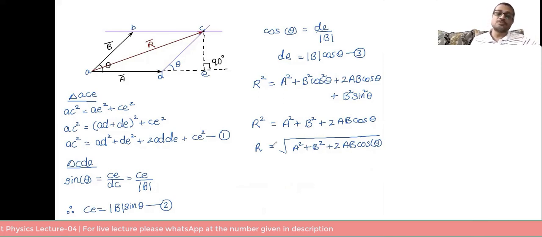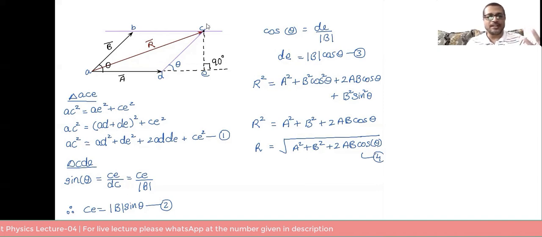Our job was to find out the resultant vector using the parallelogram law of addition of vectors, isn't it? So if that was the task, do you think the job is done after we get this last equation, equation 4? Do you think our task is complete? Think carefully.